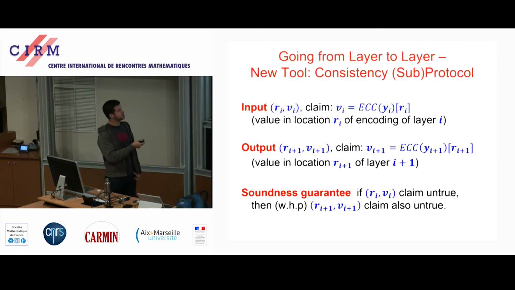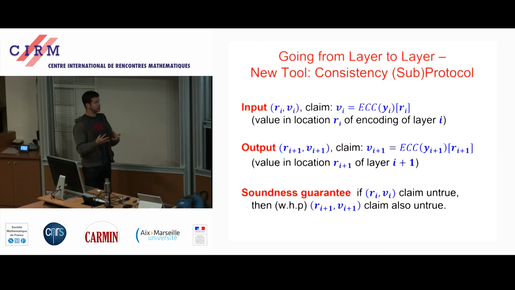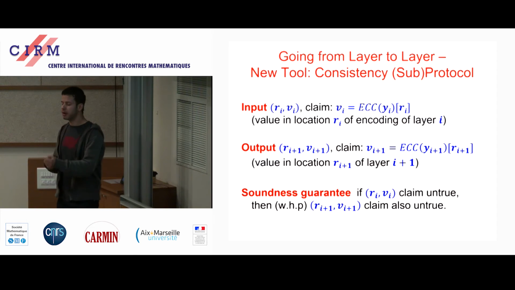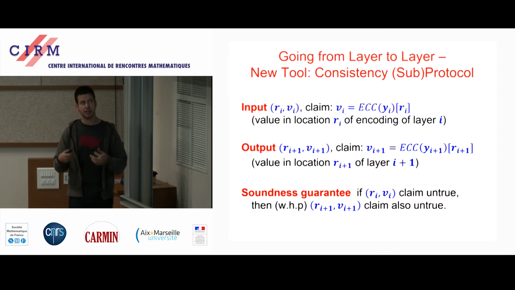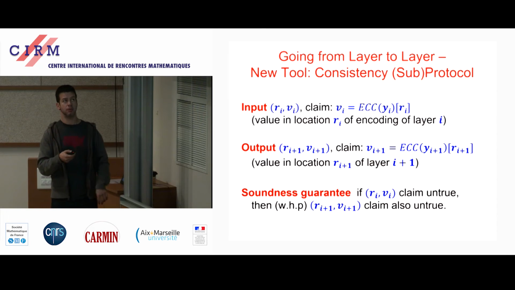The prover's claim is that if I were to encode all of the values of the gates in layer i, and look in the coordinate r_i, the value I would see is v_i. That's the claim when we're running this consistency sub-protocol. And then the verifier is going to ask questions, the prover is going to give answers. In the end, the verifier is going to output a new claim about layer i plus 1 of the same form.